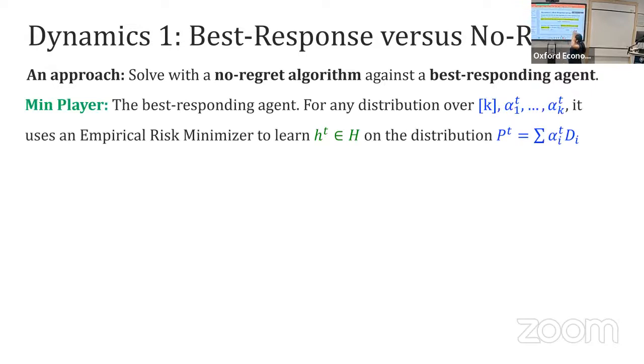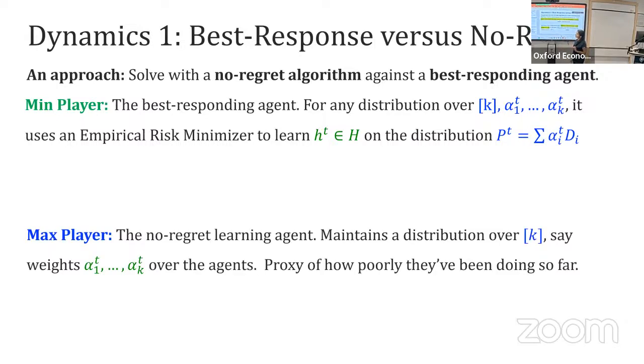What this looks like is that one approach is to have the minimizer algorithm, the min player, be best response, and the max player be no regret. So the best response player at every time step, for any distribution that the maximizing player puts over the k different distributions D, has to best respond to it, as in it has to minimize the loss. You can think about it as minimizing the empirical risk. That's what this player is going to do.